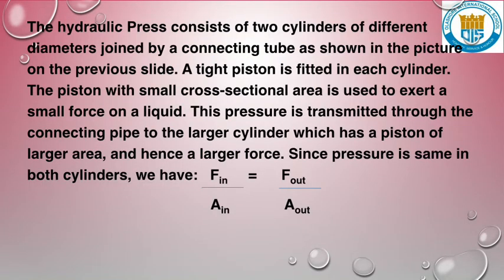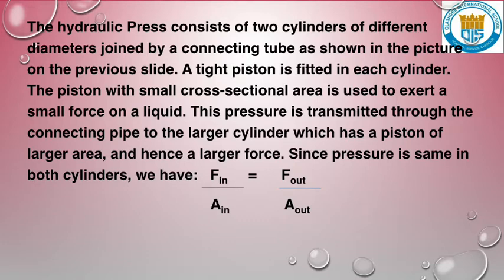Now let's look at the makeup of the hydraulic press. The hydraulic press consists of two cylinders of different diameters. Now, different diameters essentially means that the two cylinders would have different areas. Now, these different diameters are joined by a connecting tube. You could see that on the diagram on the previous slide. Now, a tight piston is fitted to each cylinder.